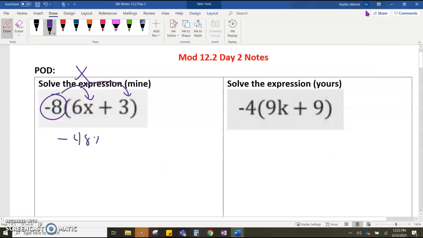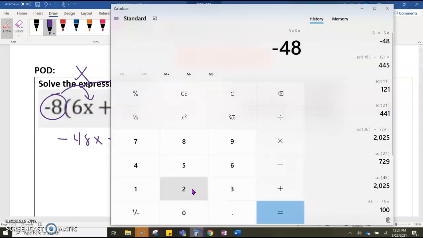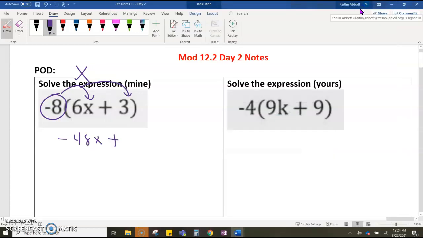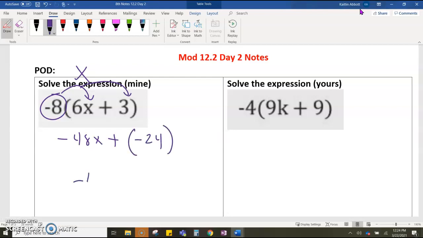-48x plus 3 times -8. Negative 8 times 3 is -24. So we're at plus -24. You can put in parentheses. Another way you could write this is -48x minus 24. Both ways work. Both ways are correct. So now it's your turn to do this on Nearpod. On your mark, set, go.